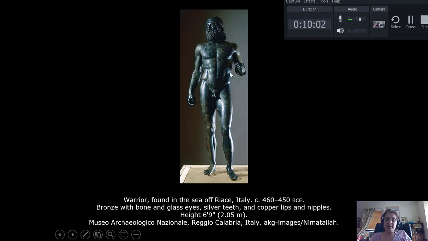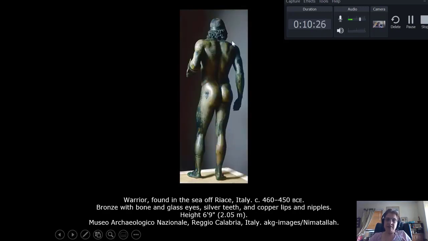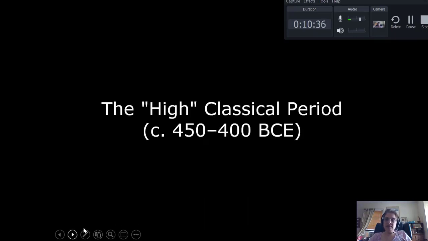But what I want to show you is he really has this beautiful contrapposto. You can see his weight is standing on this leg. His hips are definitely going at an angle. His arms are not attached to his body. They're free from the body. They're reaching out into more space. He's able to actually have part of his foot bent up a little bit. And this is the back of it. And so it's just a much freer and more naturalistic stance to the figure that is achieved with this. And this brings us to the High Classical period, and I'll make another video for that.